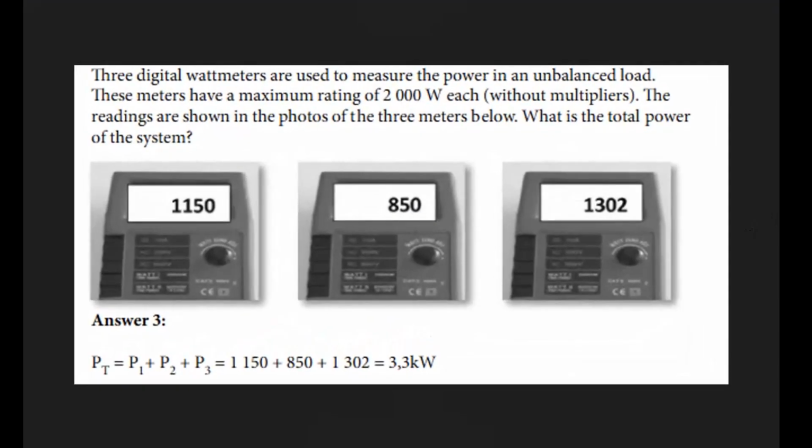So here we can see we have 3 digital watt meters, and they're used to measure the power in unbalanced loads. Unbalanced means that every phase is not having the same amount of power drawn. So then we add up the 3 numbers, and that will give us our total power consumed. Okay, so this is what we call the 3 watt meter method. All you do, you add up the 3 values. Don't forget to start with a formula.